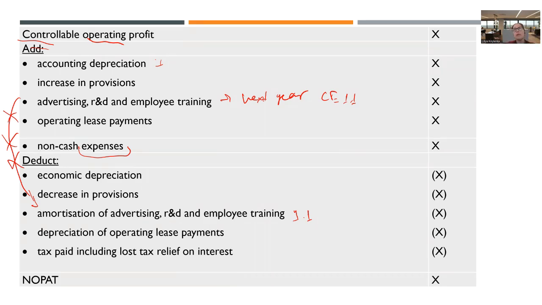Unless there is some tricky stuff in the scenario, which you will see. Depreciation of operating lease payments. So if you capitalize lease payments, now you are depreciating them based on your expectance of using that asset. And we deduct tax paid, including lost relief on interest. We will make an example a little bit later.